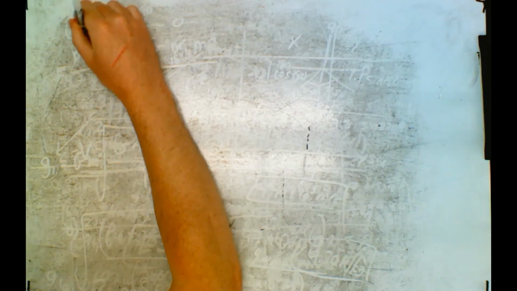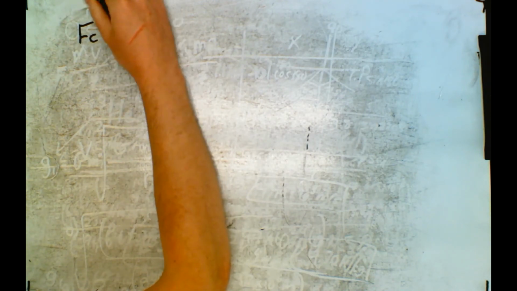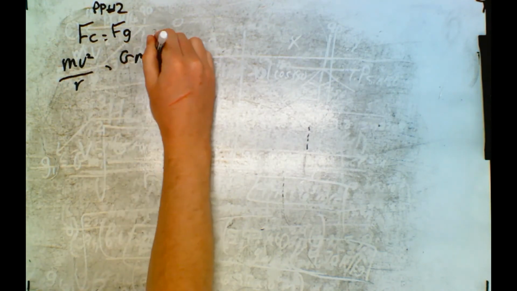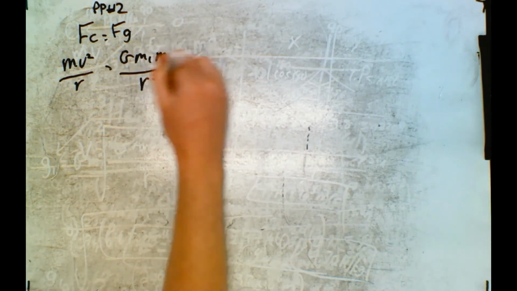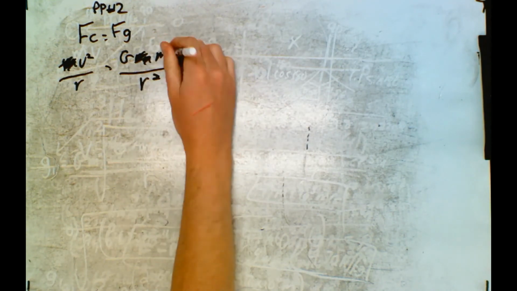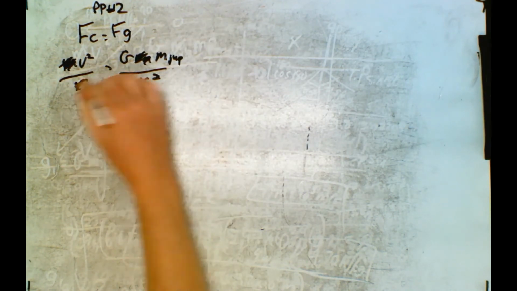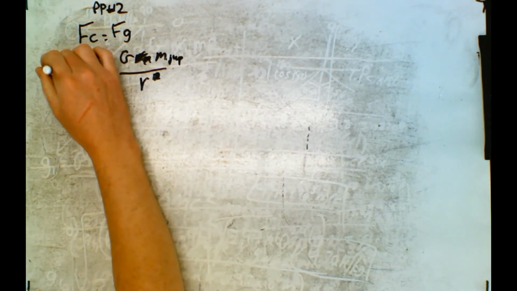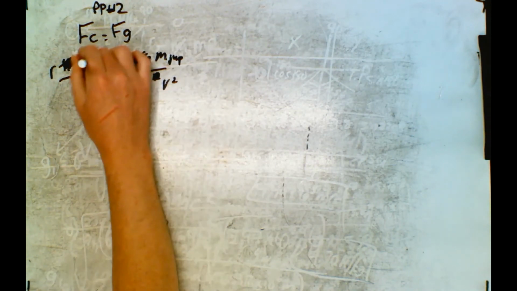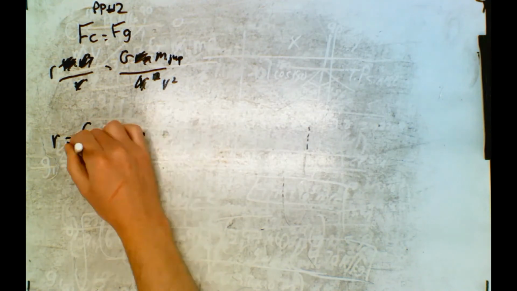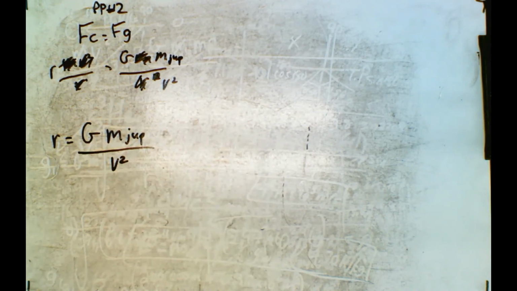So again, any orbital dynamics question always starts off like this with physics principle number 2, Fc equals Fg. They give us a speed. We don't know the acceleration due to gravity here. So the mass of our probe cancels out. We're left with the mass of Jupiter. And then one of our radiuses cancels out. And we're trying to find this radius. So I would move the radius up top and the v squared down below. So we end up with G, mass of Jupiter, all over v squared as our formula.